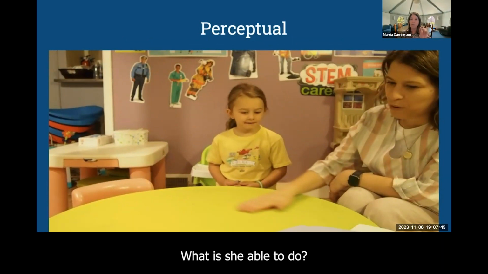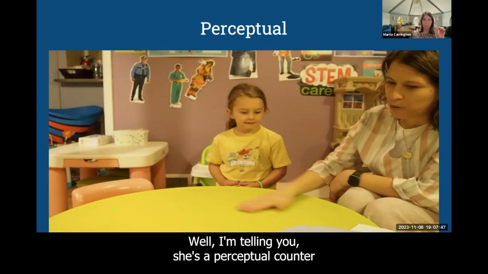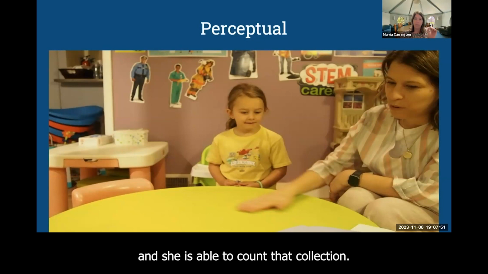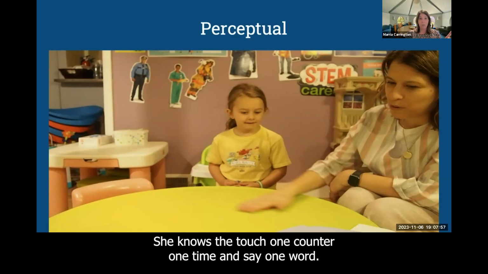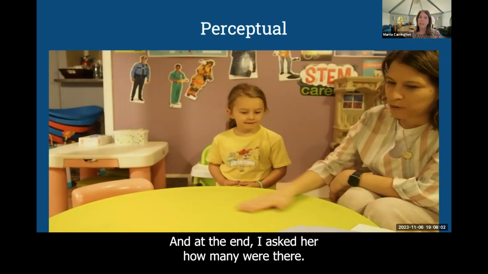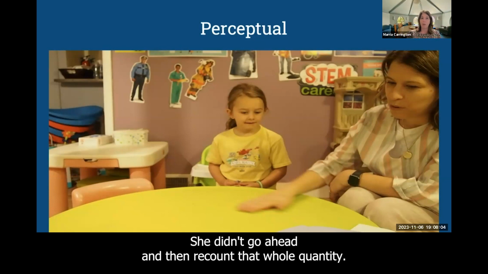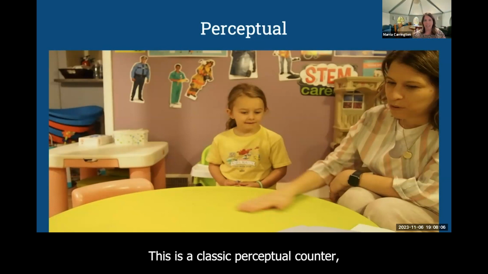Whew. As I said, a quick video. What is she able to do? I'm telling you, she's a perceptual counter, and she is able to count that collection. She has to see the collection, but she's able to count it effectively. She knows to touch one counter one time and say one word. And at the end, I asked her how many are there. She didn't go ahead and then recount that whole quantity. This is a classic perceptual counter.